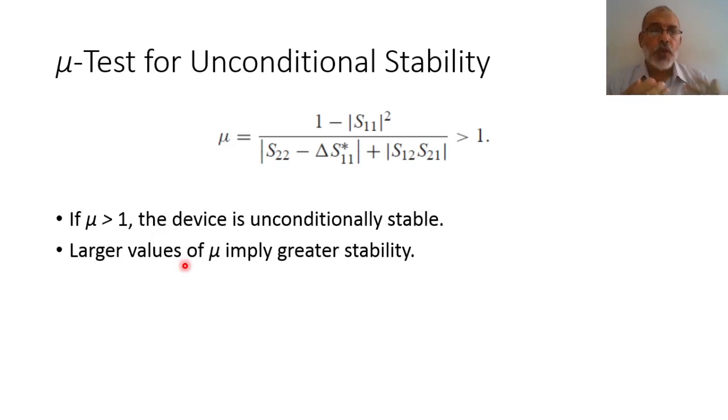So the advantage of the mu test for unconditional stability is that it implies not only the unconditional stability, but also how much the stability is. So the greater the value of mu, the greater the stability of the transistor.